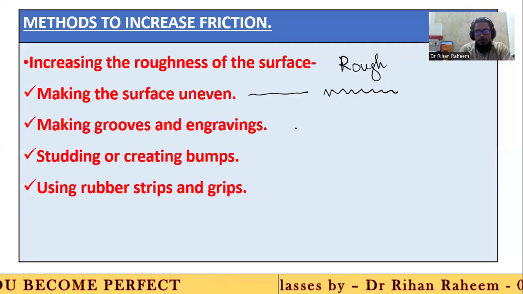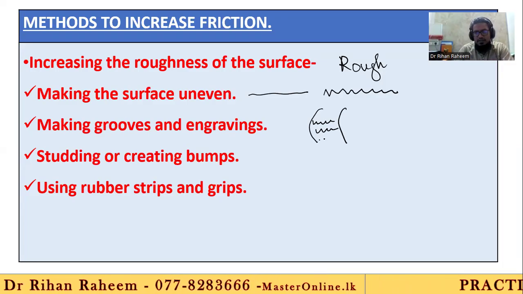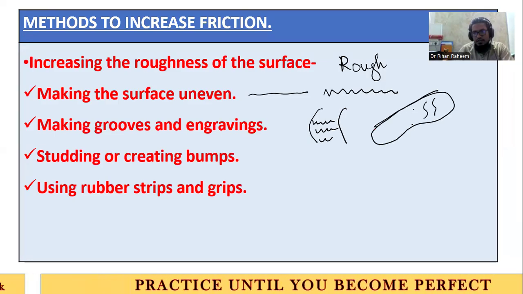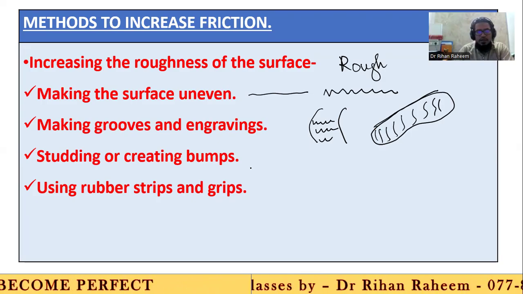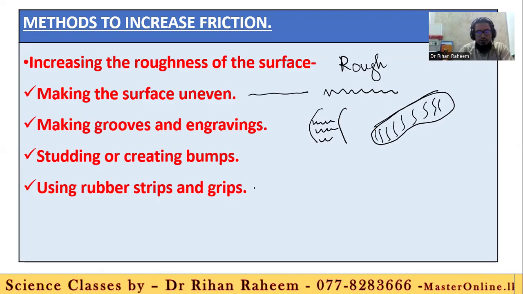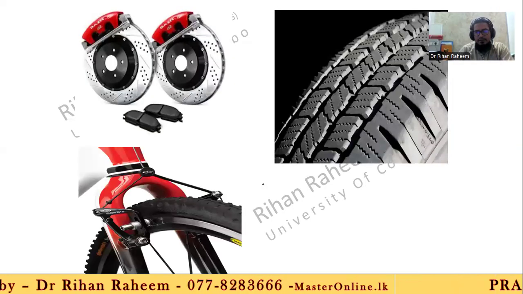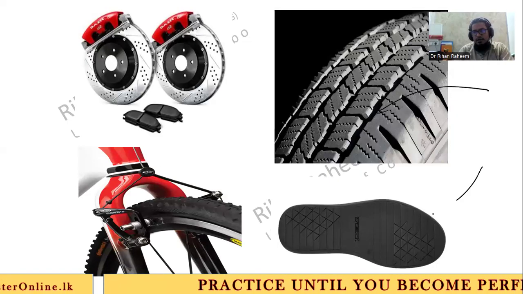Making grooves or engravings in the vehicle tires to increase friction. You have seen the designs, no? In the soles of the slippers, to increase the friction, they have put designs. Creating bumps using rubber strips or grips. Maybe I'll give some pictures, then you will understand. All these are done in order to increase the friction.